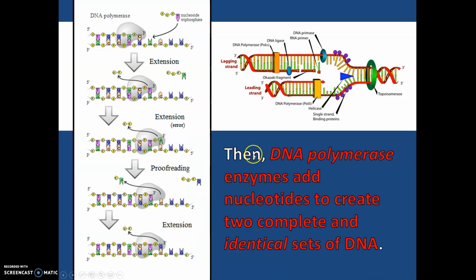So after we have our helicase unzip our old strand of DNA, another enzyme comes in, DNA polymerase, and they add nucleotides to create two complete and identical sets of DNA. So here we have helicase separating the two, and then we have DNA polymerase here represented by some rectangles, and that is going to put all of these nucleotides together so that we have two new strands.